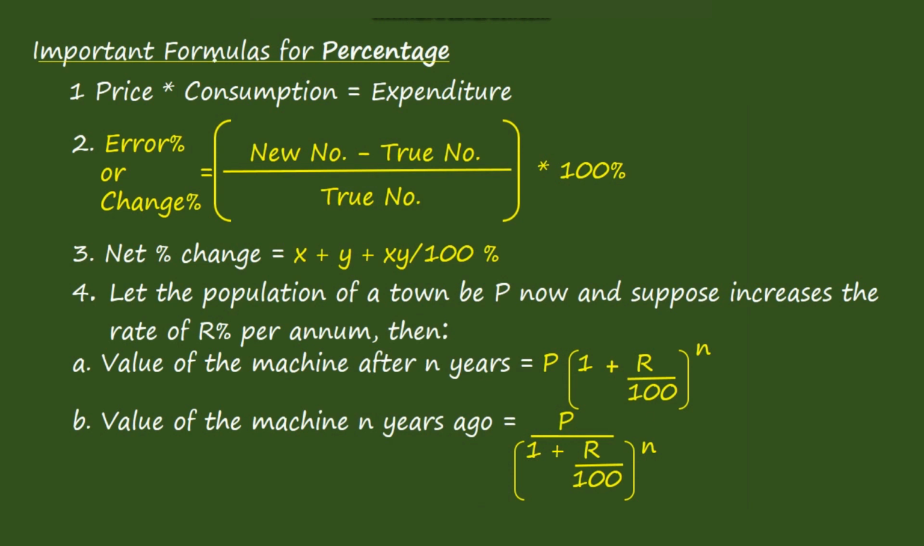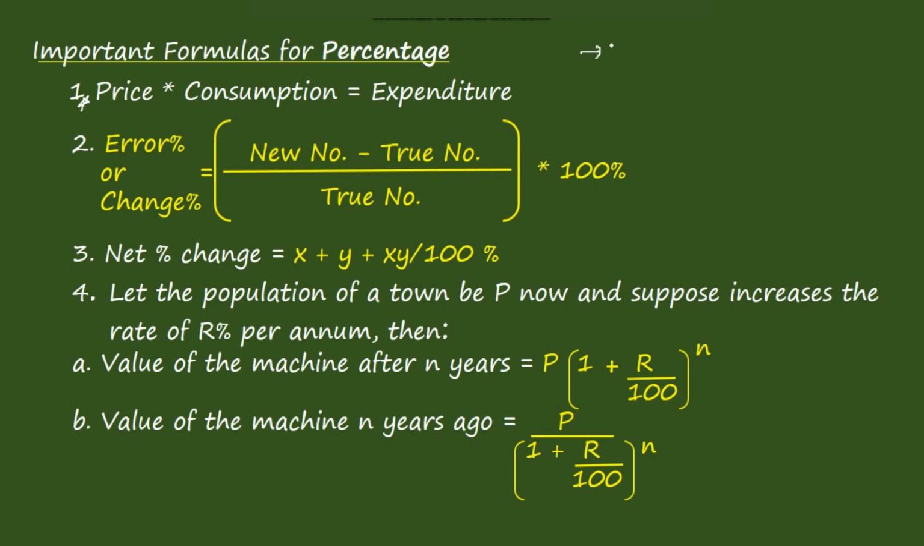Come to important formulas of percentage. Come to the first one. You know that price into consumption is nothing but expenditure, right? As one of the important formulas, right? The price changes, consumption changes, and expenditure also changes, right? Come to the second one. Change percentage or error percentage. Okay, I'll be giving one example for it.